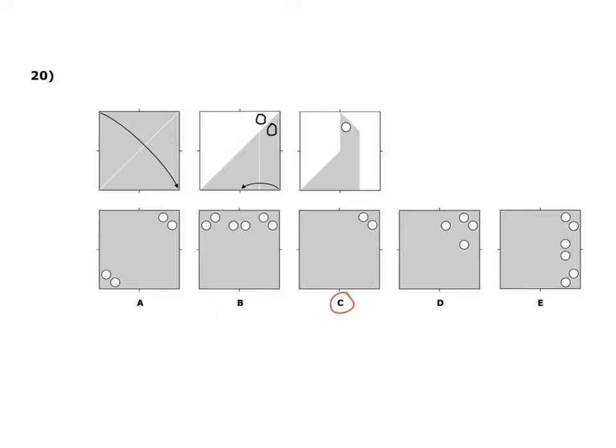In D, the two holes are in a correct position here, but two more holes have appeared here and here, and only one hole was punched in our original shape. And similarly, in E, the hole here reflected here is correct, but these two additional holes, reflected here and this hole reflected here, are incorrect.